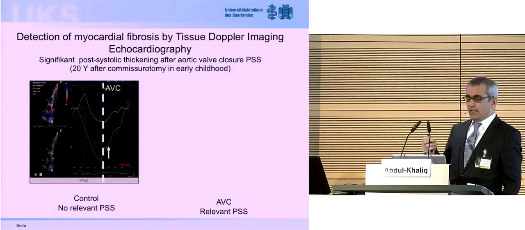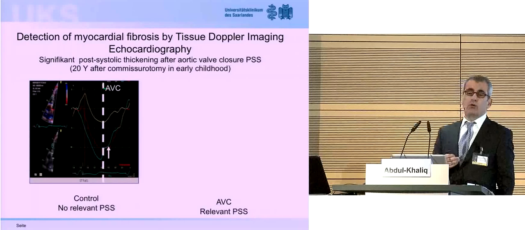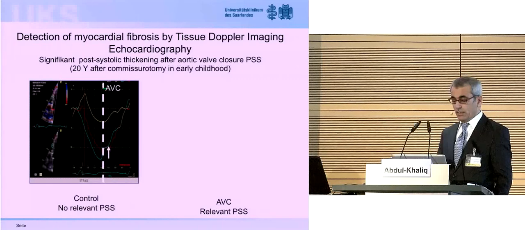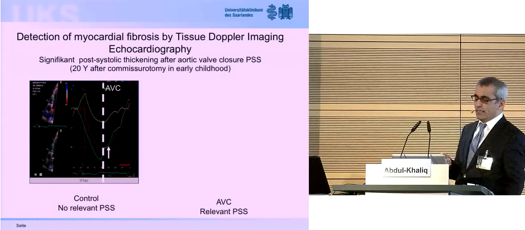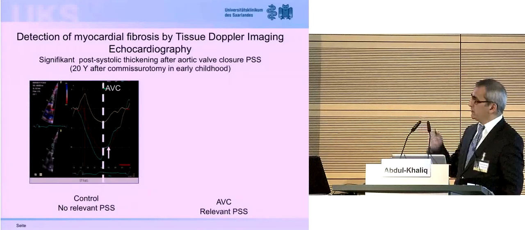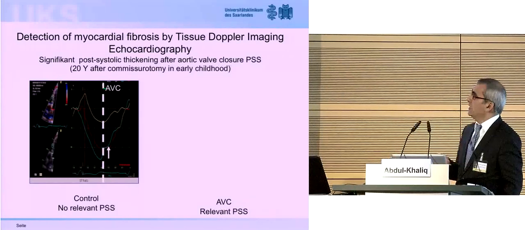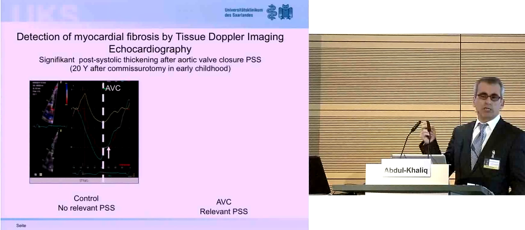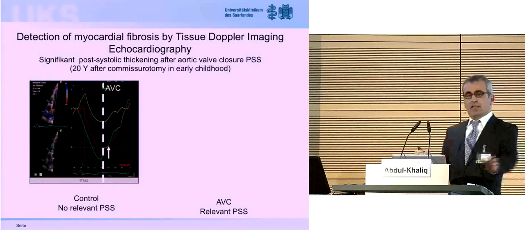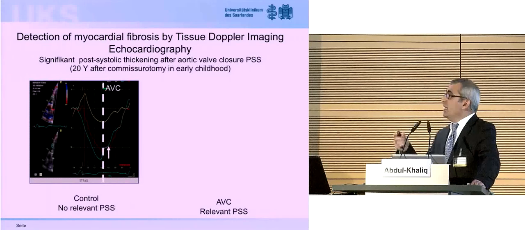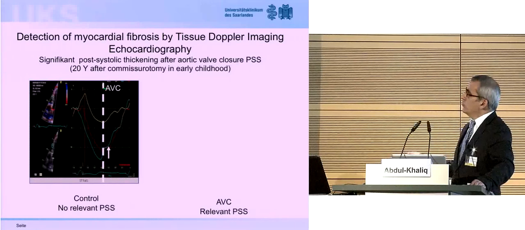So these methods help us to show latent myocardial alteration. This will be very interesting. And all of this experience with these parameters is in adult patients with coronary heart disease. And one of these aspects is post-systolic shortening. This is simply post-systolic contraction after the aortic closure.